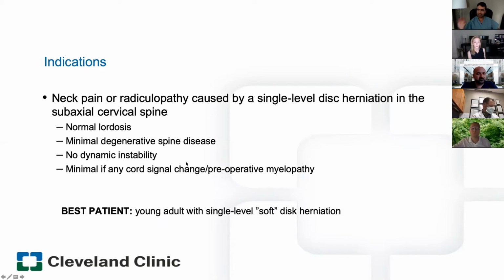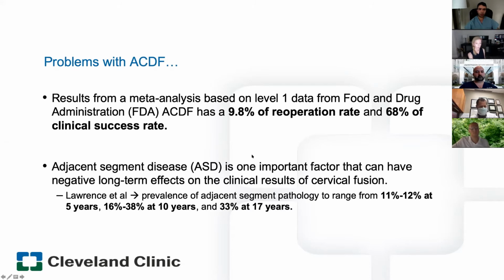So really the best patient is a young person who has a single level soft disc herniation. Again, this can be done with a foraminotomy, but there are certain reasons why you can't do that. There's a wider range of patients that can be treated with arthroplasty than those with posterior foraminotomies. So why did this come about, and why do we care so much?